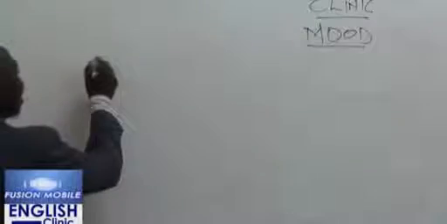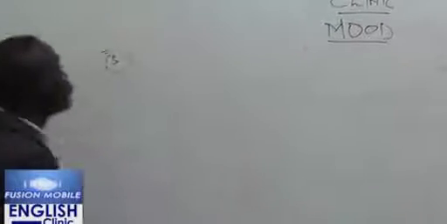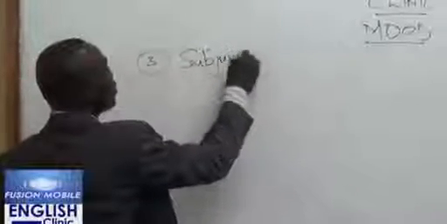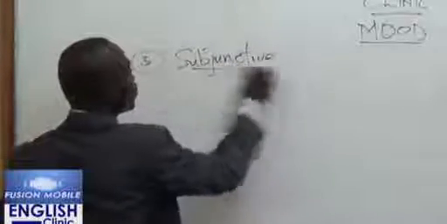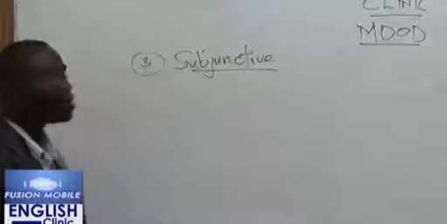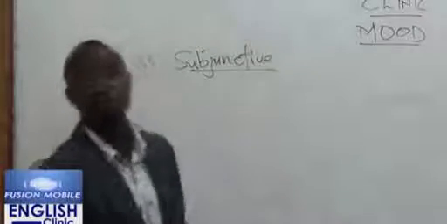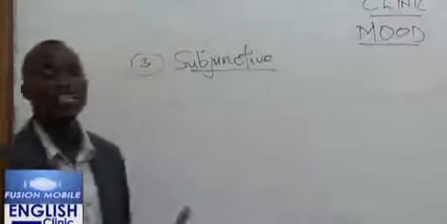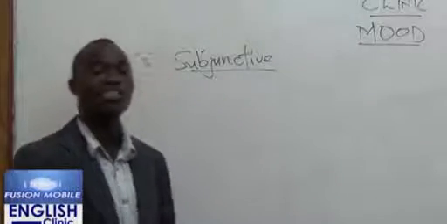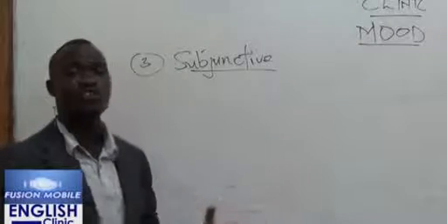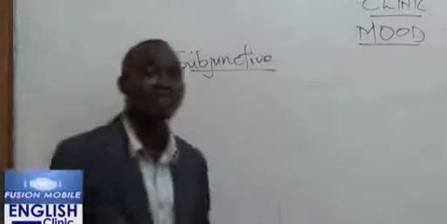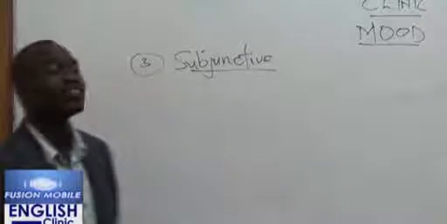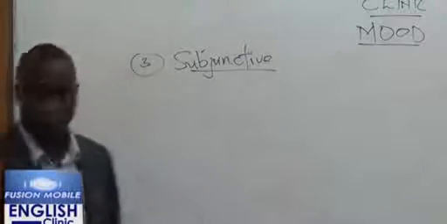Now we are going to talk about the third type of mood, which is the subjunctive mood. Talking about the subjunctive mood, it is not common in the English language. Why is it so? The subjunctive mood refers to some of the words that we used in old or archaic English that we still make use of today.